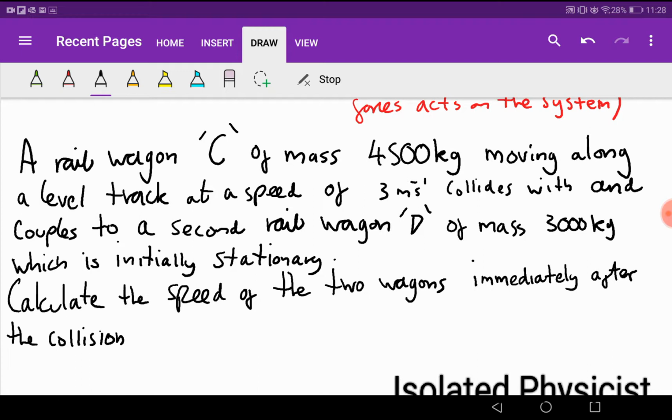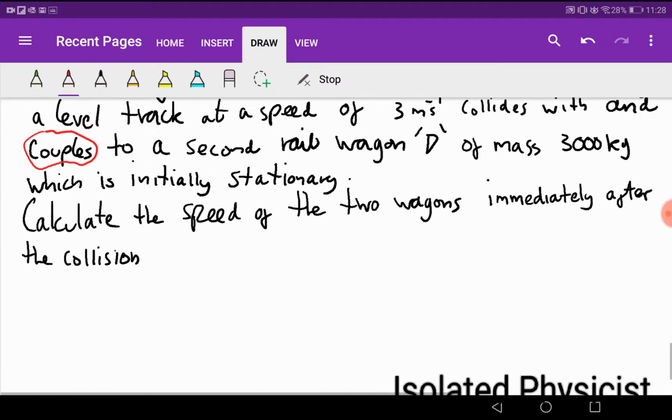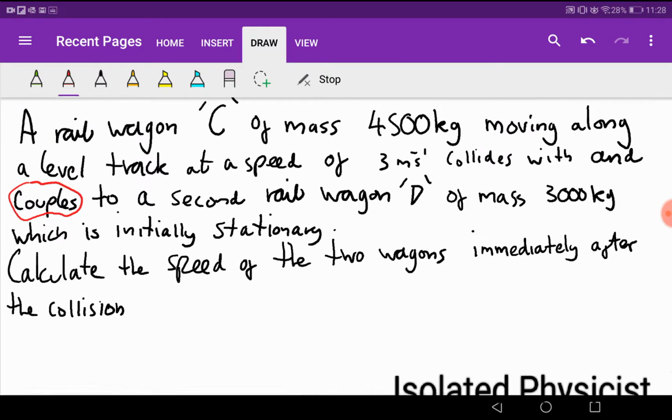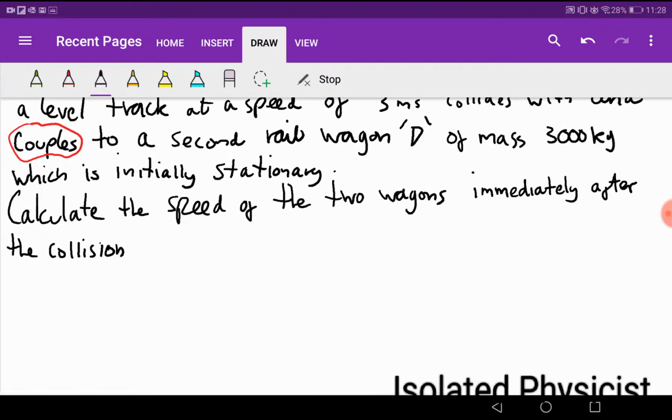A rail wagon C of mass 4,500 kilograms moving along a level track at a speed of 3 meters per second collides with and couples, keyword here, couples, to a second rail wagon D of mass 3,000 kilograms which is initially stationary. Calculate the speed of the two wagons immediately after the collision. Couples means it sticks to it and becomes like one thing. So let's draw a diagram for our initial, and then we'll draw one for our final.